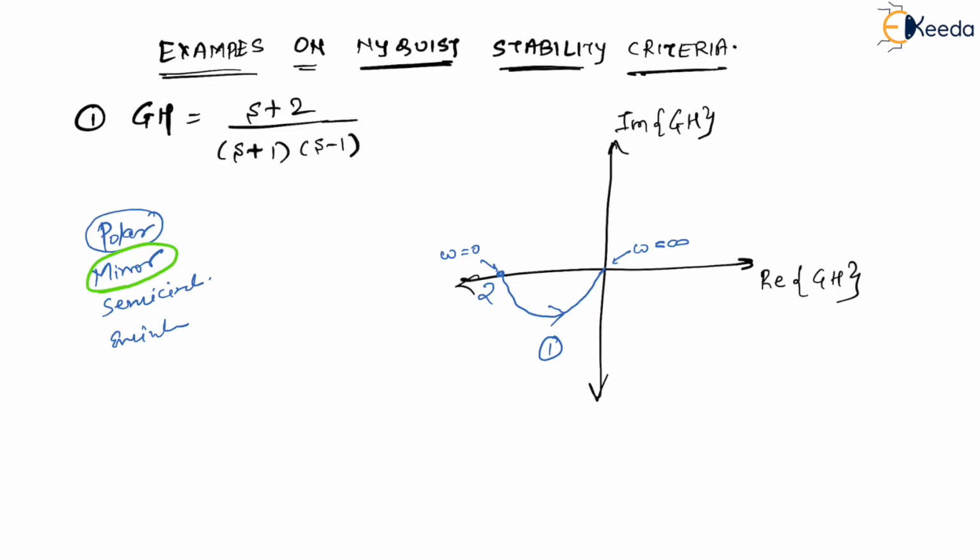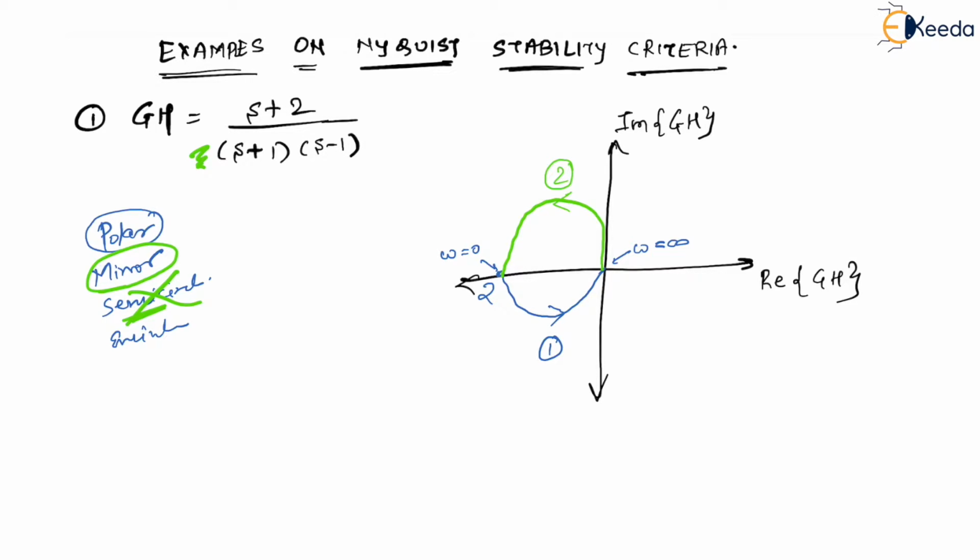Now step 2 is the mirror image of the polar plot. The mirror image goes like this, because it has to be about the real axis of GH. This is going to be the mirror image, so this is the second step. The third step is semicircles. We have to draw infinite radius semicircles only when you have either poles or zeros at origin. Are there any? No, which means there will be no semicircles in this case.